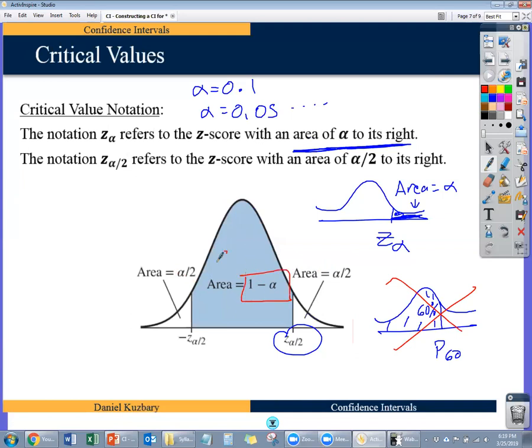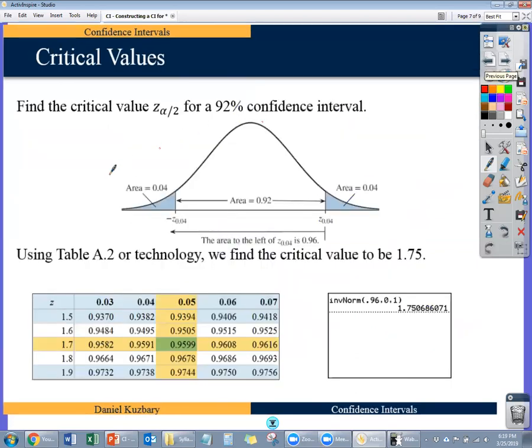The area in the middle ends up being your confidence level, which is why we're doing it this way. So the math works out. If you do alpha over 2, the math works out so that the middle part of your normal distribution is your confidence level, which is really helpful here. So let's look at how to find a critical value and maybe get a little more used to this notation.